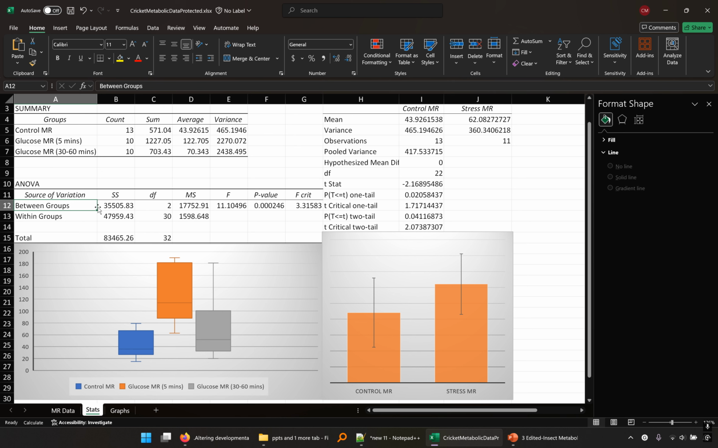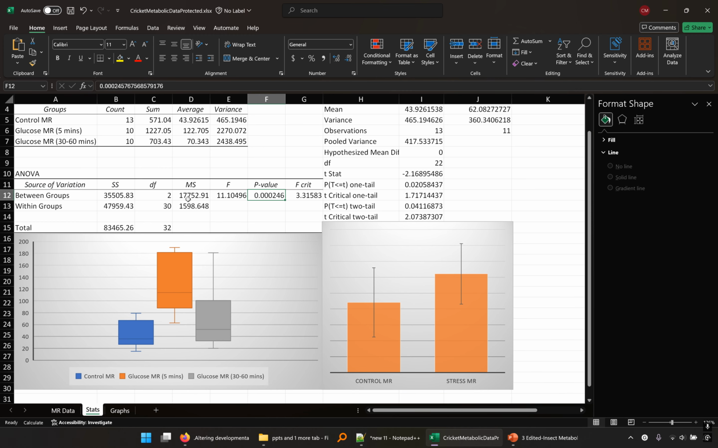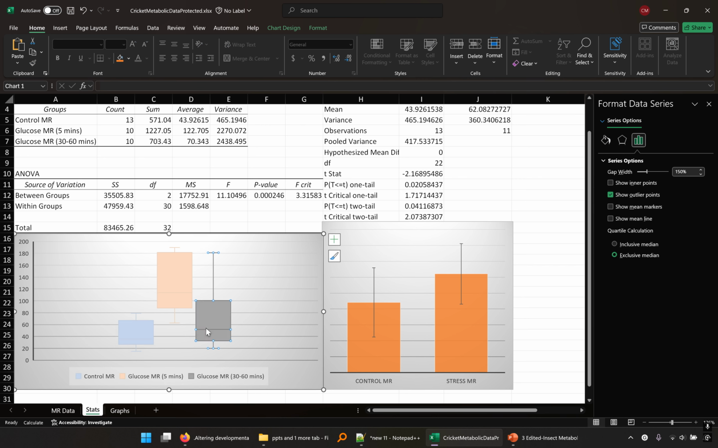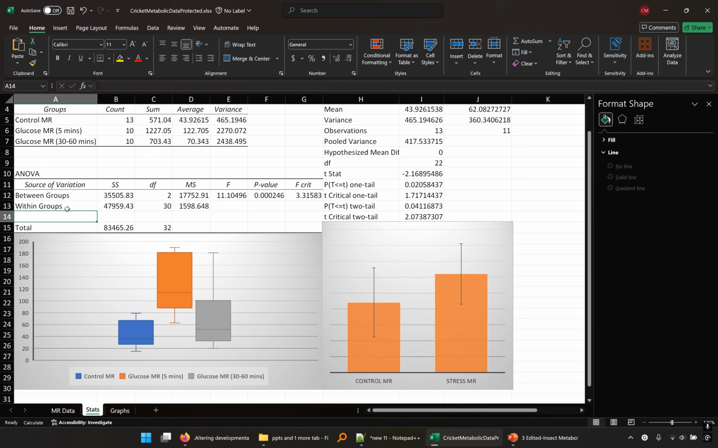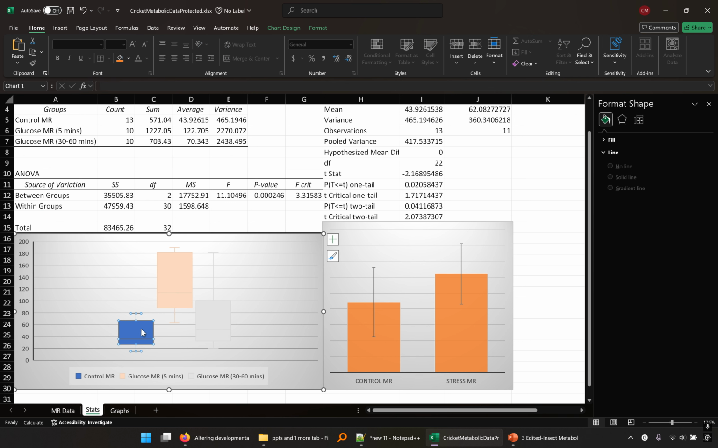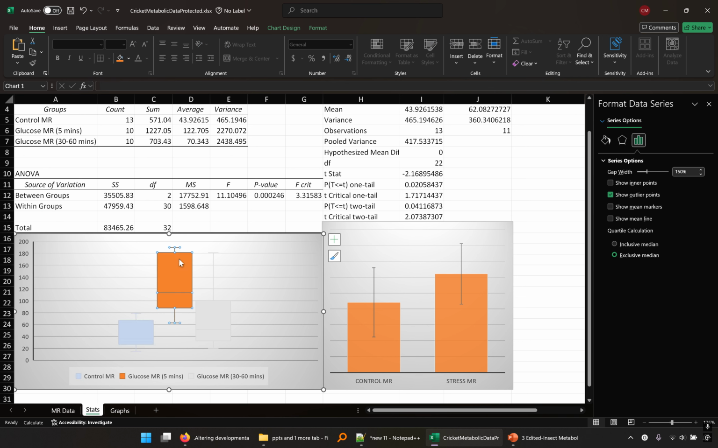So that's the p-value. The source of variation between all the groups is talking about how wide the data is between each part of this data set. And then within groups is talking about the source of variation for each individual set itself.